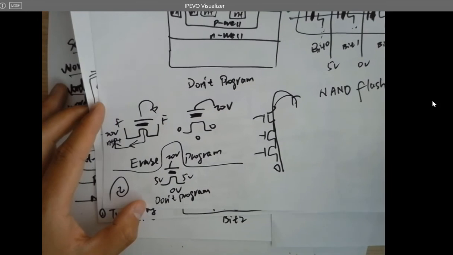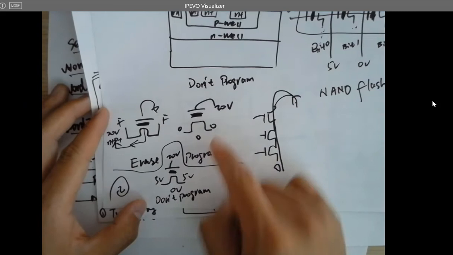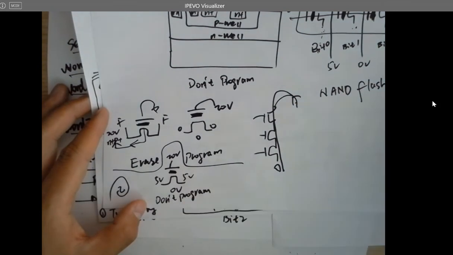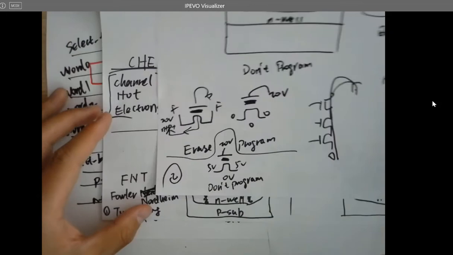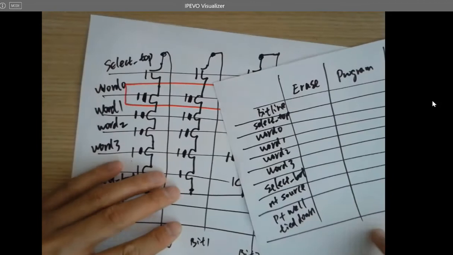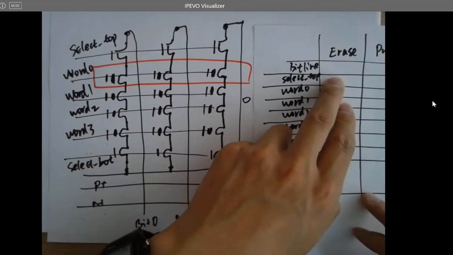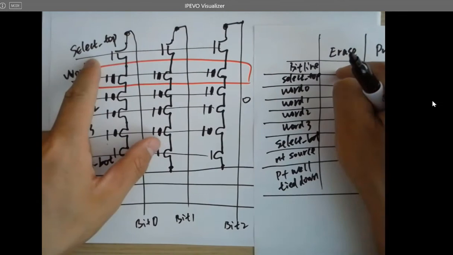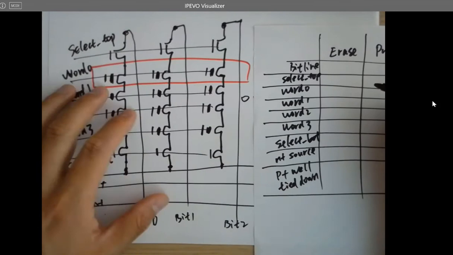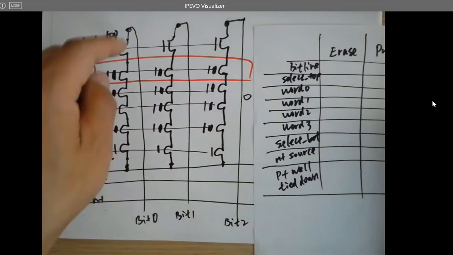All right, memorize these 3 states. This is erasing, programming, and do not program. Okay. Now, let's look at this. That's a flash memory cell. And I want to erase it. So what should the bit line be? I want to erase whatever is in there.